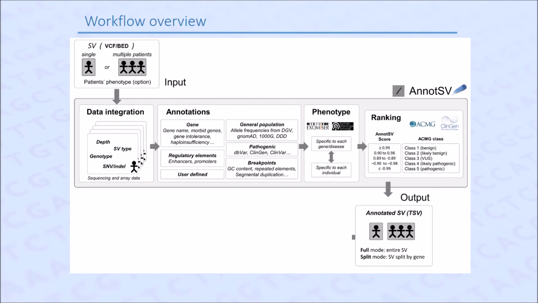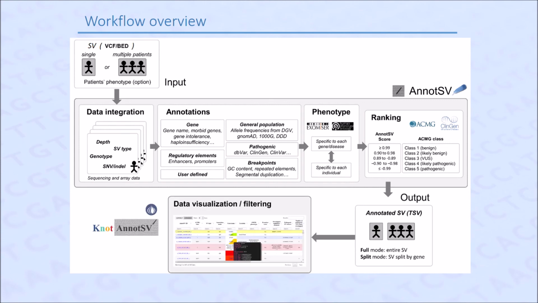And finally, there are 2 kinds of outputs. A tab-separated file, as you can see, produced by AnnotSV, that you can integrate directly in your personal bioinformatic pipeline, and an HTML file produced by knotAnnotSV that you can visualize directly. It's a ready-to-use display for SV analysis and interpretation.